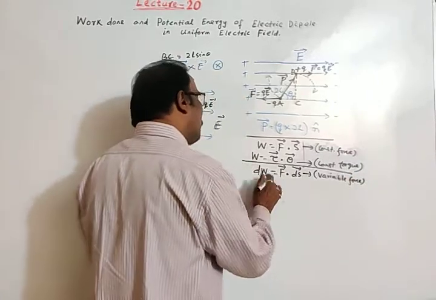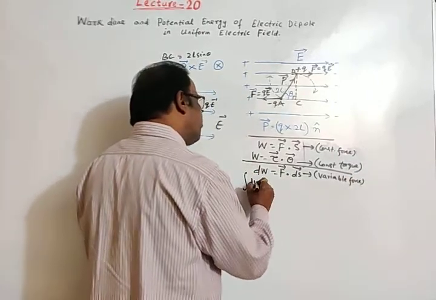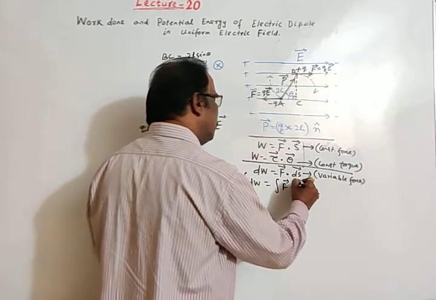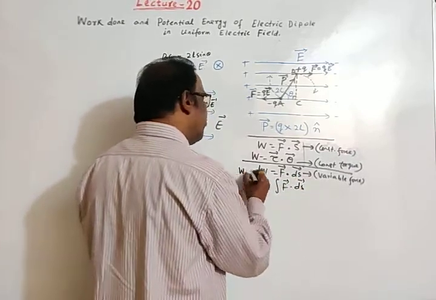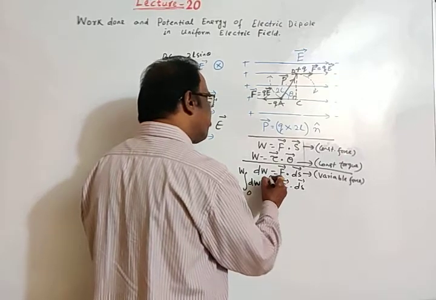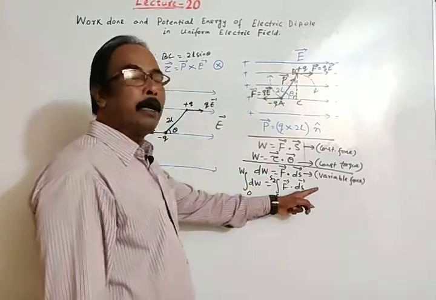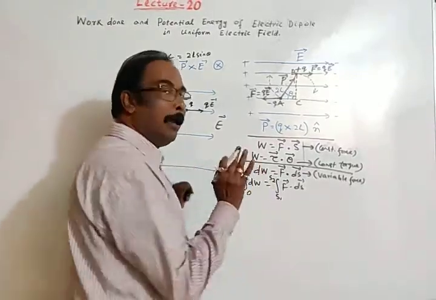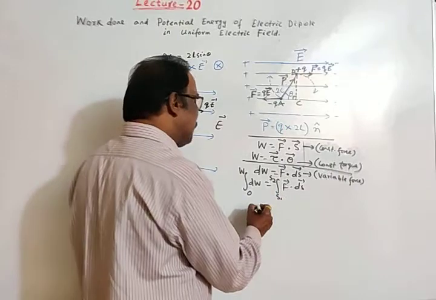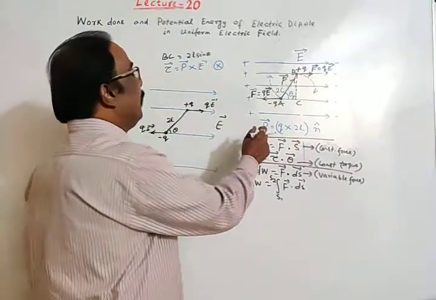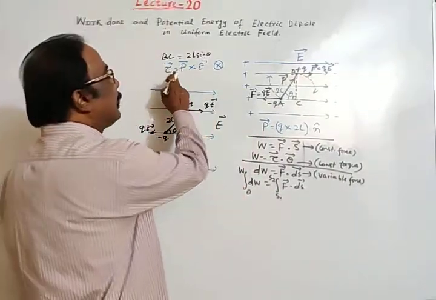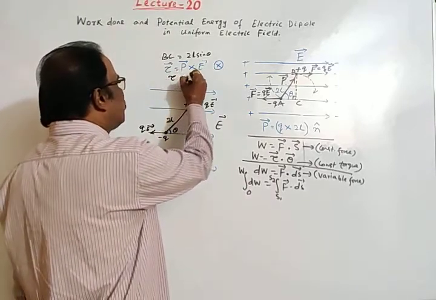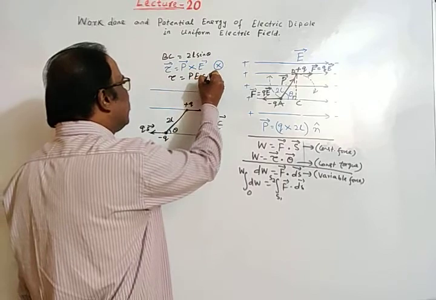Then to get total work, we have to integrate both sides. dW equals the integration of F dot ds, so we take 0 to W and limits from S1 to S2. If you take F dot dx, you take x1 to x2. This is for linear motion. For rotational motion, as we have got here, torque is equal to P cross E, which means the magnitude of torque is PE sin theta.